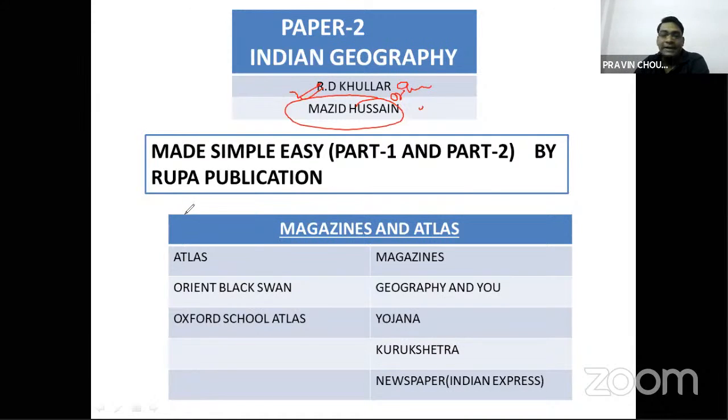Another important book is called Made Simple Easy, part 1 and part 2. I will suggest those who have opted for geography optional buy this book, Made Simple Easy by Rupa Publication. This book is divided into two parts. Part 1 is about your physical geography, just an understanding of the concept. A very nicely written book. If you have already completed your physical geography, then I will suggest you read this book once or twice. Part 1 is physical geography and part 2 is about your human geography. Rupa Publication is very easily available in the market. You can also order online. Okay, Made Simple Easy, part 1 and part 2.